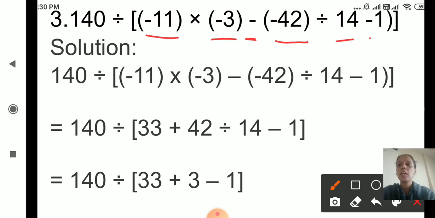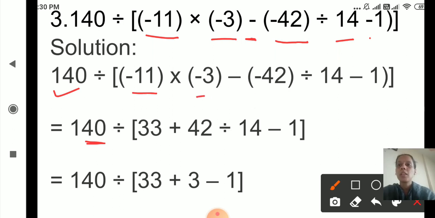Okay, so 140 we have written. See here, this is the question. I have written the question again. 140 divided by minus 11 multiply by minus 3 minus 42 divided by 14 minus 1. Now in the second step, as you can see here, 140 I have written as it is, in between the division sign. Now we will solve the bracket.